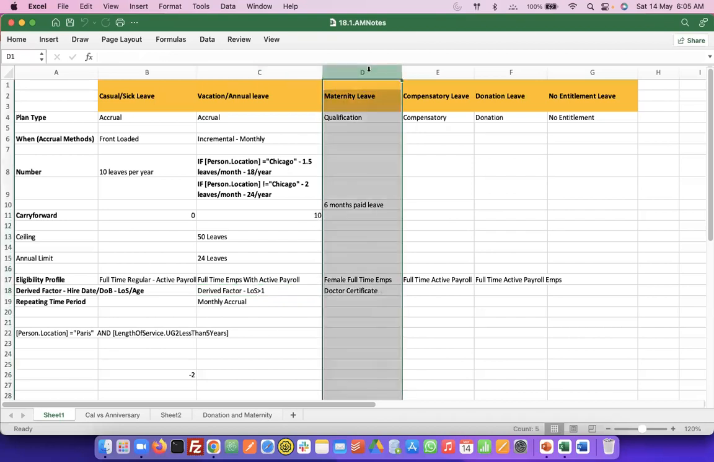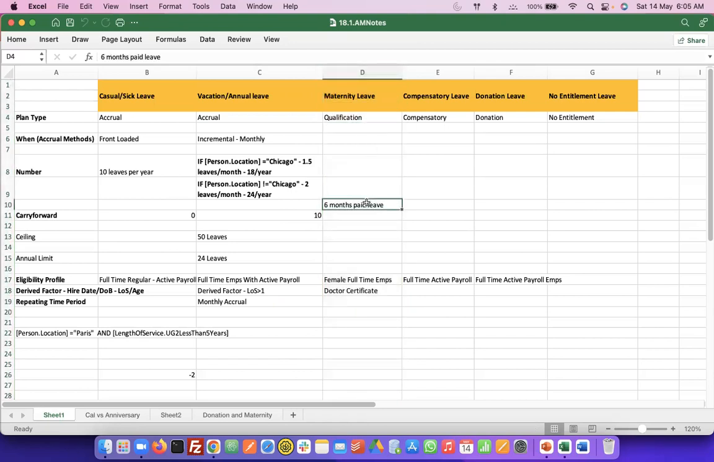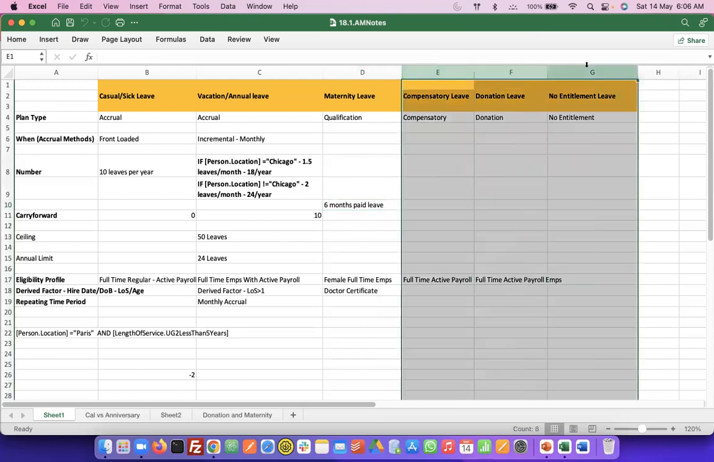Similarly, you have maternity leave for female full-time employees. If they qualify for this leave, they can avail 6 months of paid leave provided they submit a doctor certificate. And during this 6 months of leave, at what percentage does the payment need to be done? Is it 100% over 6 months, or maybe for the first 3 months you pay 100%, and the next 3 months you might pay 85%. So you can set up a detailed payment plan as well. And you also have other miscellaneous types of leaves as well.